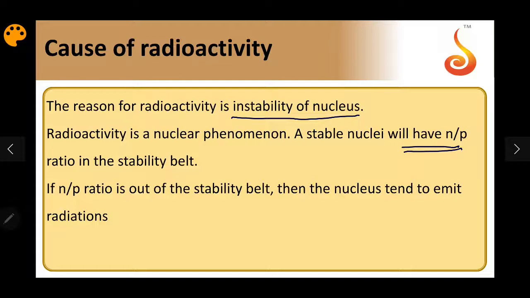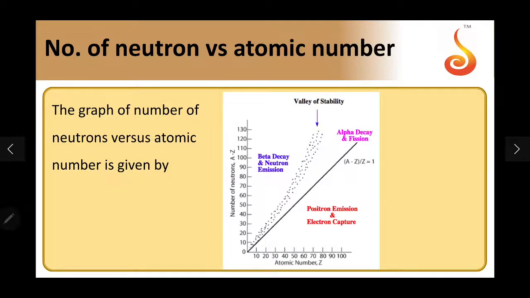So if you draw a graph of N versus P, we see a stability belt. Initially it is 1 here, then the stability belt is this. Whichever nucleus comes in that stability belt will not be radioactive. If the nucleus is lying either to the right or to the left of the stability belt, it shows radioactivity.